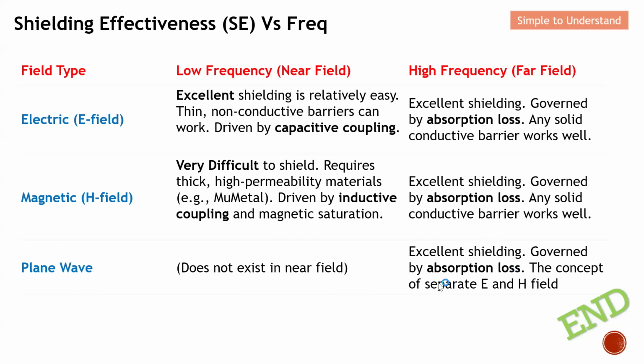As for the concept of separate E and H fields, in short, for plane wave the E and H fields converge. So in this simple conclusion, if the noise source is the E field, the problem will be easily solved, be it low frequency or high frequency. However, the challenge will be the magnetic field, especially at low frequency. Even reflection or absorption is not going to be effective. However, if the frequency is higher, you can probably curb the magnetic field to some degree, because high frequency is mainly dominated by absorption loss.